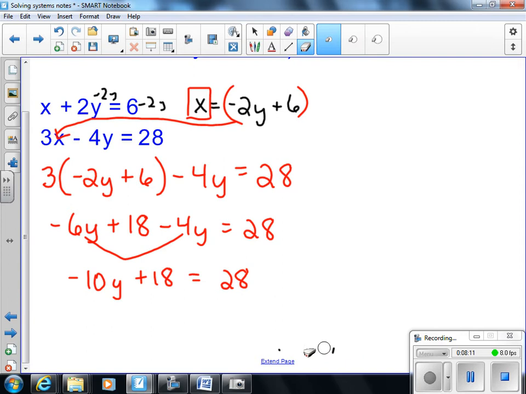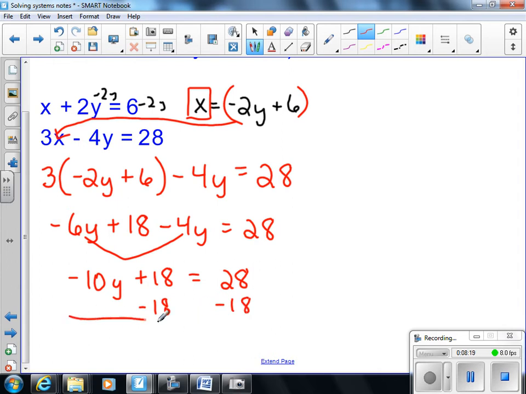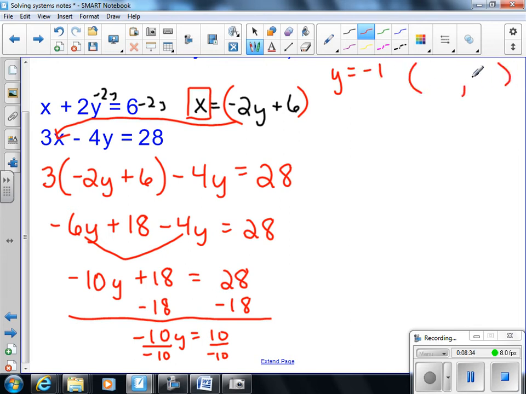Okay, so we're going to subtract 18 from both sides. And I have negative 10y is equal to 10. Divide both sides by negative 10. Y equals negative 1. So in my ordered pair, my y coordinate is going to be negative 1. But how am I going to find the x coordinate? Plug it back in. So I have x is equal to negative 2 times, what's my y? Negative 1 plus 6. Okay, what's negative 2 times negative 1? 2 plus 6 is 8. So x is equal to 8. So my ordered pair is 8, negative 1.